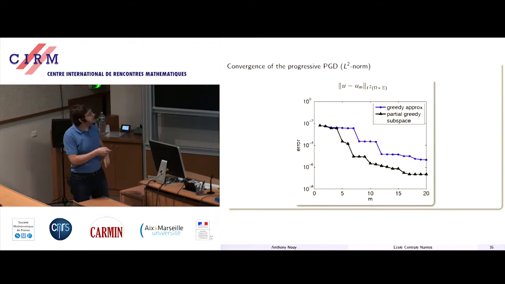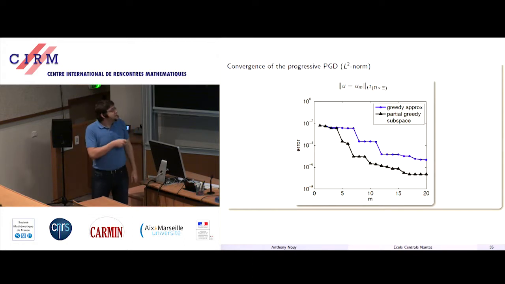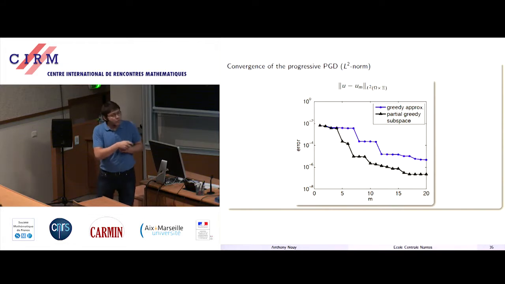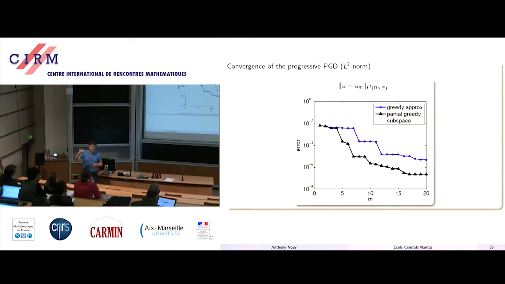When you look at the errors here, you see that for this problem, with respect to the rank, the dimension of your reduced space, the error goes quite fast to 0. You reach an error of 10 to the minus 6 with a reduced space of dimension 20 here. You see the difference between the blue curve, which is a greedy construction of the approximation by adding rank 1 corrections to your approximation, and the greedy construction on the subspace, where you gain 2 orders of magnitude for the same complexity in your computation.